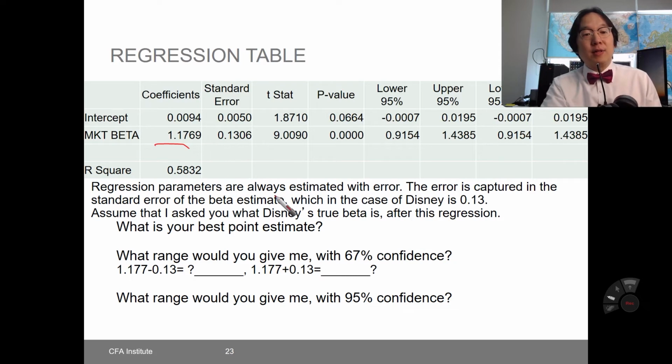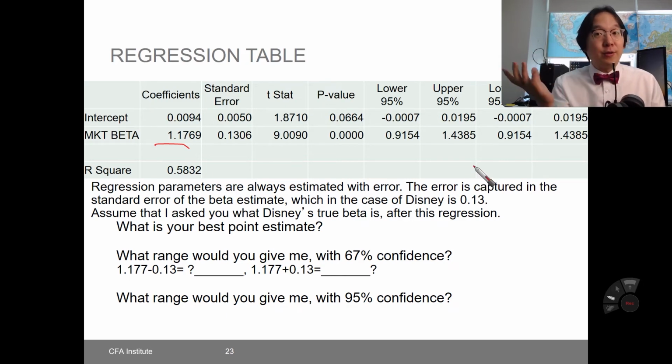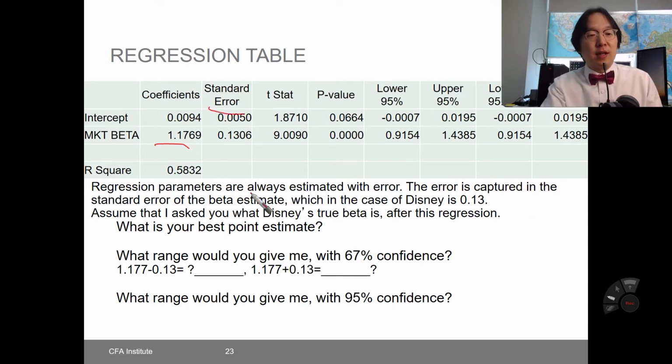And then regression parameters are always estimated with error because parameter is something not visible, just like the true value of your company, right? And the true beta, that's unobservable, but the parameter itself, conceptually, we have that idea clearly, but it's just out of observation. And then what you can observe is just a realization and then some estimation, right? And so that's why this estimation will be noisy in any case. And then the error is captured in the standard error of the beta estimate, which is this one.